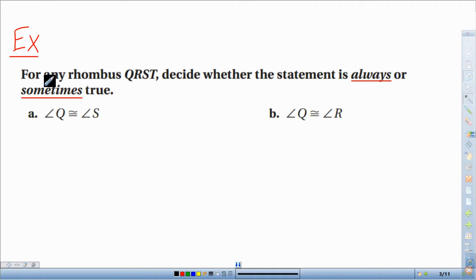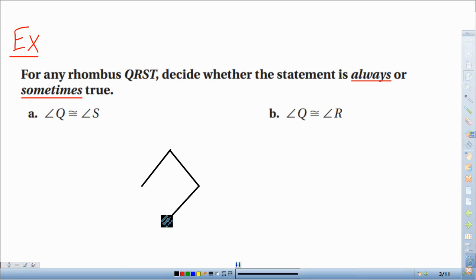Okay, so here's what it says. For any rhombus QRST, decide whether the statement is always or sometimes true. Okay, well, first things first. Whenever they are describing a shape, let's draw that shape. All right, so rhombus QRST. So somewhere down here, draw yourself a rhombus.